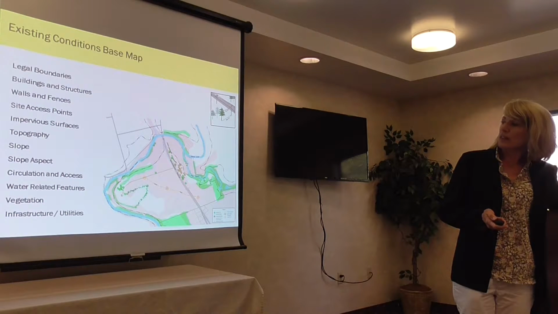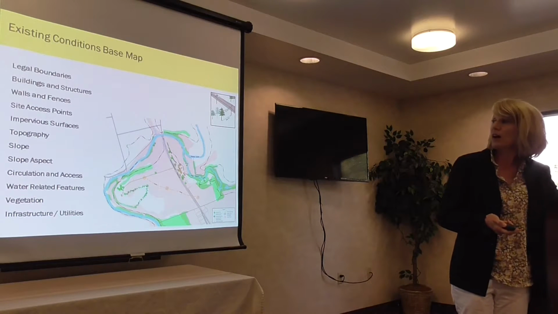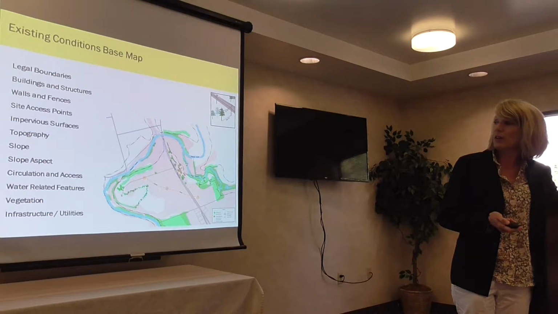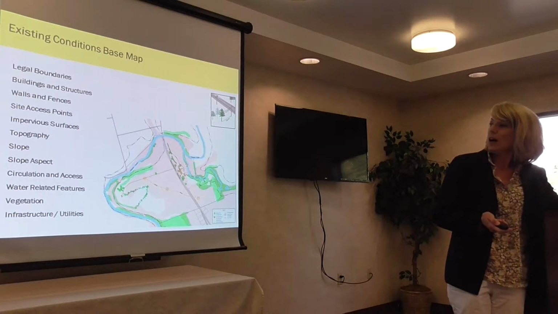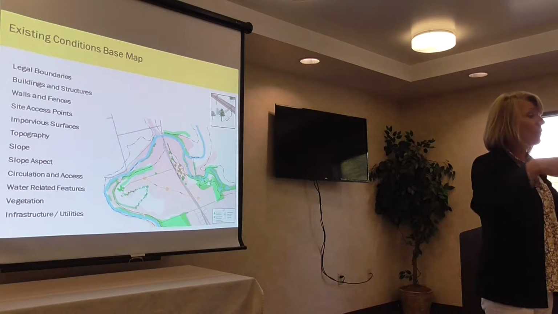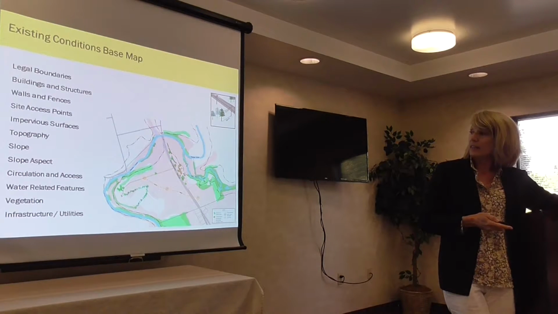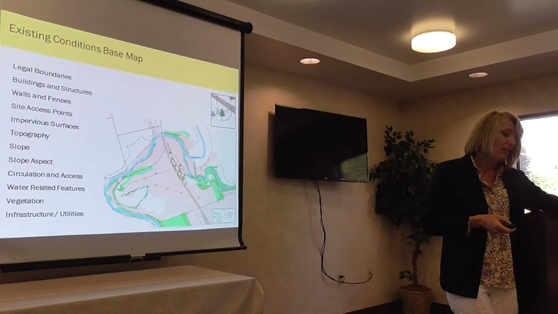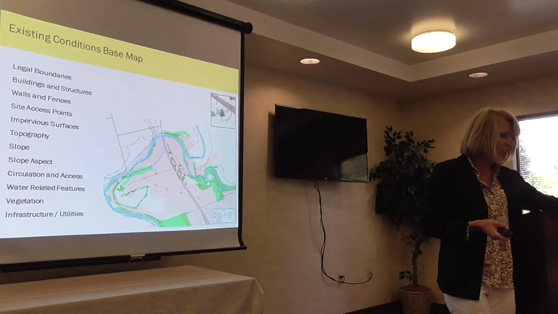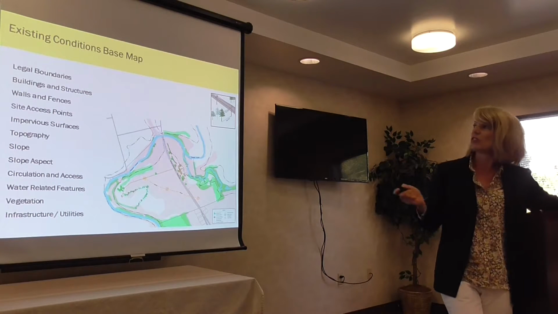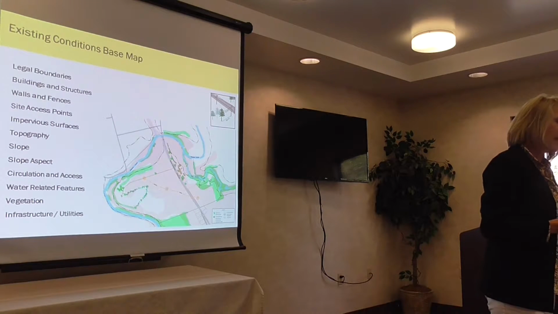Impervious surfaces, generally the topography. We typically like to try and get 1 foot contours if possible, especially on the smaller sites. Slope, understanding where the steep slopes are. The aspect of the slope, is it south facing, north facing? That has a lot to do with the microclimate of the area. And circulation and access, where are your water features, what type of water features, your different types of vegetation, and then your infrastructure and utilities, and really understanding what your setbacks are and things like that.